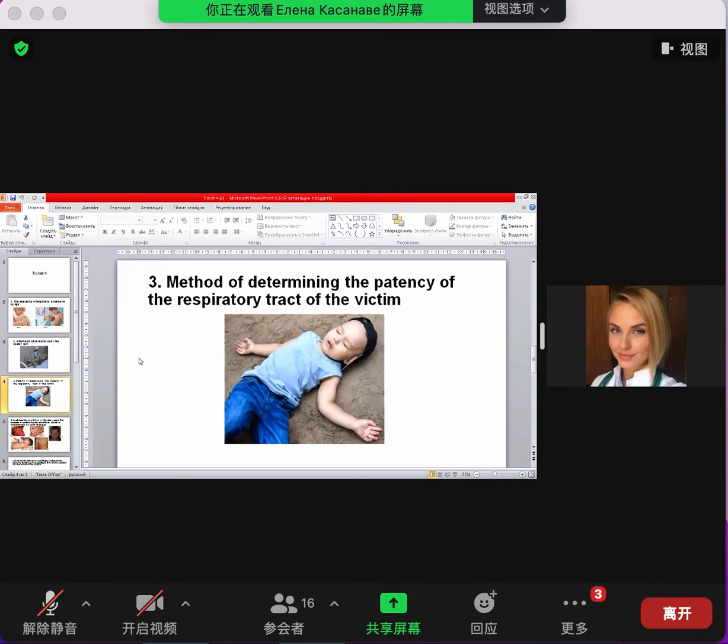Method of determining the patency of the respiratory tract of the victim. We need to determine whether the patient is breathing or not. Is that what the question is asking? Yes, so we can listen to his breathing. No, first we need to check his airway, if he's breathing or not. So we need to bring our face close to his mouth, put our head onto the side and bring our cheeks near to his mouth to see if there is breathing or not. And count till 10. 1, 2 to 10.